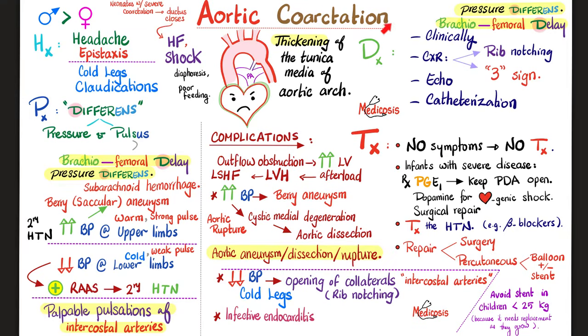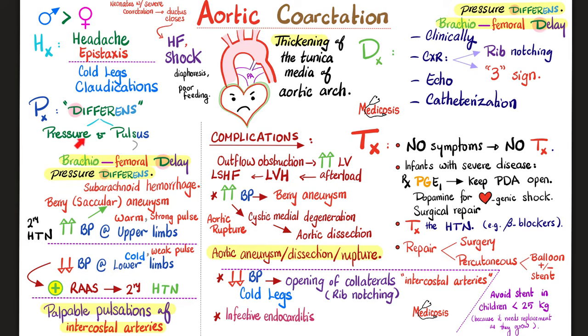Let's summarize what we've said today. What's aortic coarctation? It's narrowing of the aorta, thickening of the tunica media of the aortic arch, probably due to abnormal development of the aortic arch during embryology. Many patients are asymptomatic, many patients have mild symptoms, but severe aortic coarctation in neonates can lead to the following when the ductus closes: heart failure and cardiogenic shock with sweating and poor feeding, hypertension upstairs, headache and epistaxis, hypotension downstairs, cold legs and claudications.